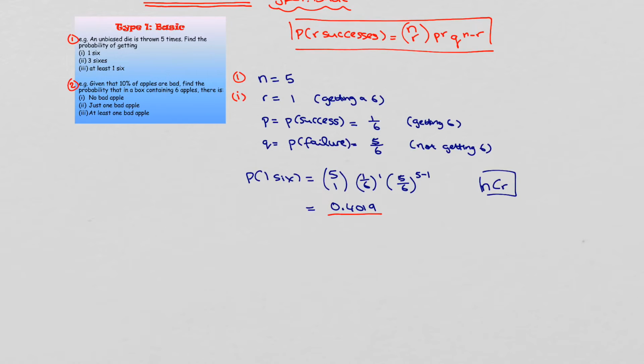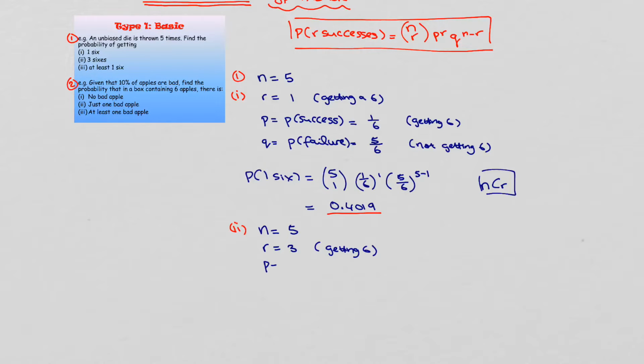So the second part of the question then says, find the probability of getting three 6s. So again, we list our n, our p, our r and our q. n is the number of trials, so that's still going to be 5. r is the number of successes, so this time the successes must be 3. So in other words, we're getting a 6 three times in the 5 throws. We don't know where those three 6s are occurring in the 5 throws. It's just the fact that we're going to have three of these 6s.